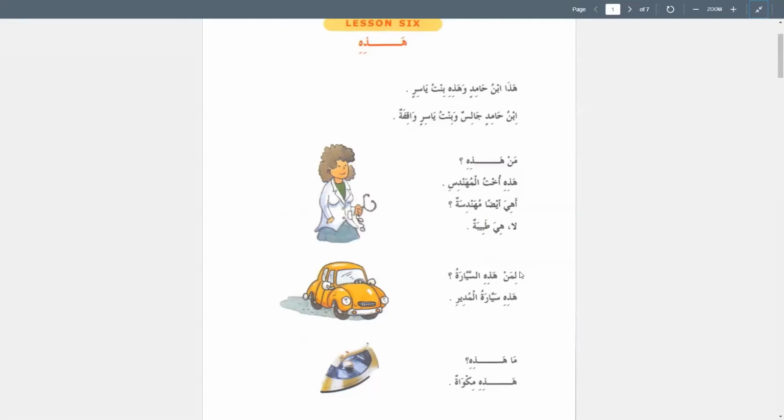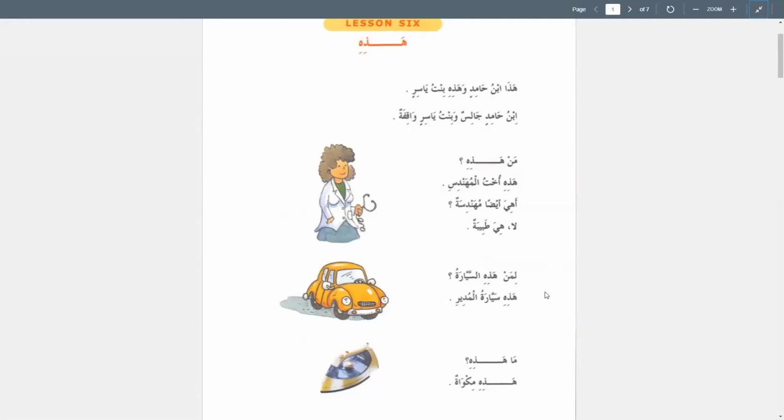Very good. Okay, Lydia, liman hadhihi as-sayyaratu? I don't know what liman means. Okay, liman means to whom does it belong? To whom does this car belong? I guess. Good. Hadhihi sayyaratu al-mudiri. Lara?